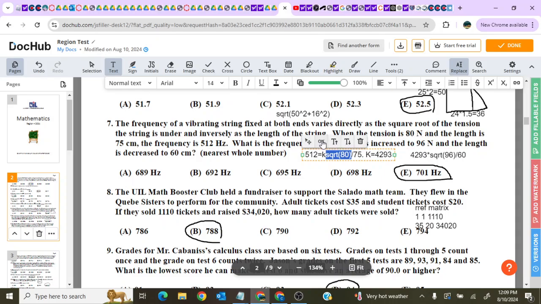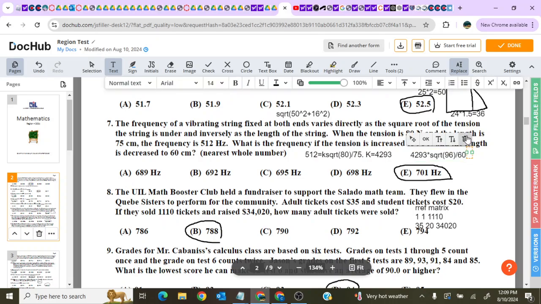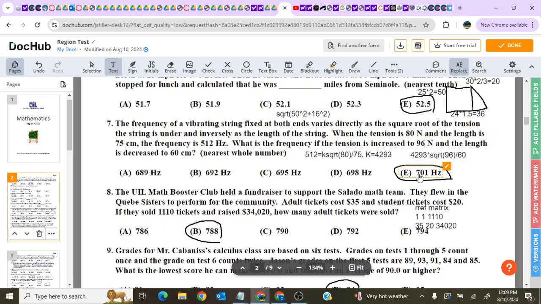Then once you have that, you plug in your new data. Tension is now 96 and length is now 60. Plug it back in along with your new k, and you'll get 701 hertz.